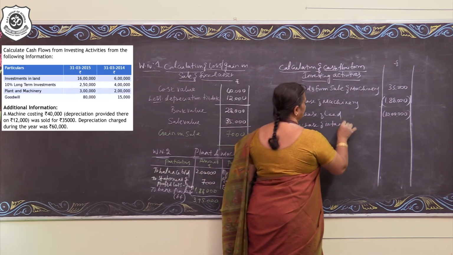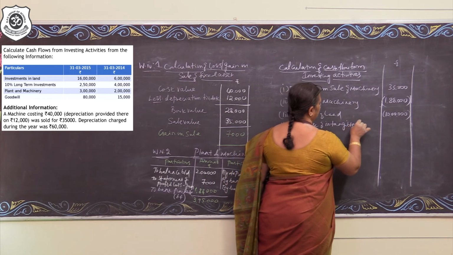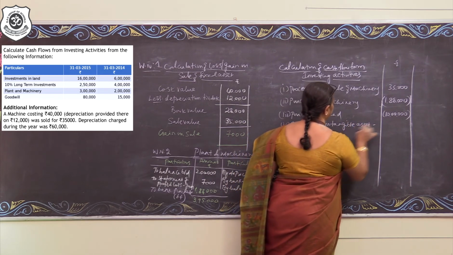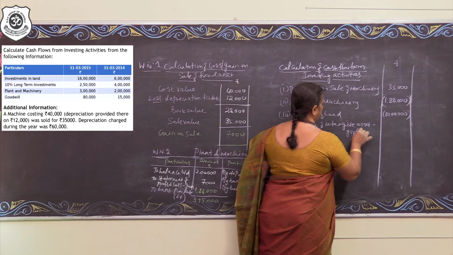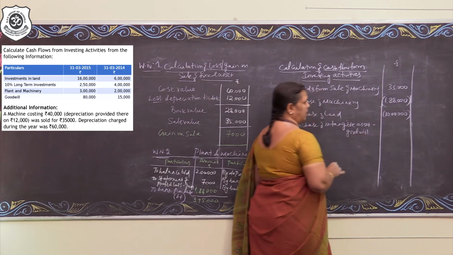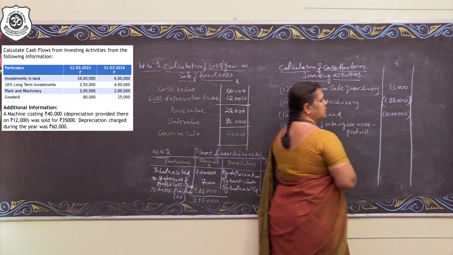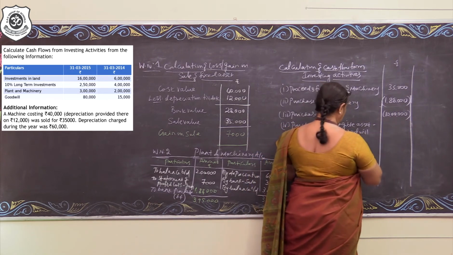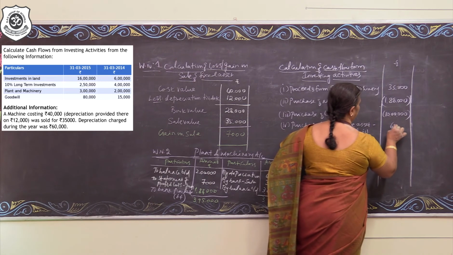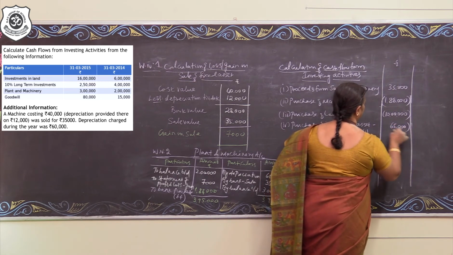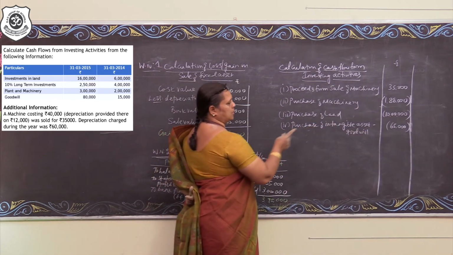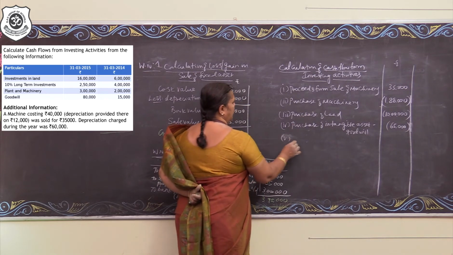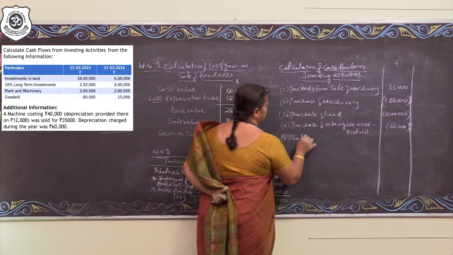What is an intangible asset? Which is goodwill. That means the additional price that you paid for acquiring some asset. So goodwill is increasing from 15,000 to 80,000, which is 65,000. So purchase of intangible asset goodwill 65,000. Then we have sale of investments.